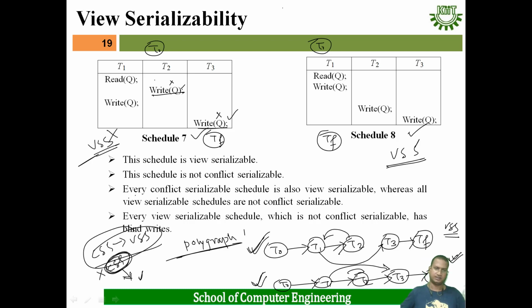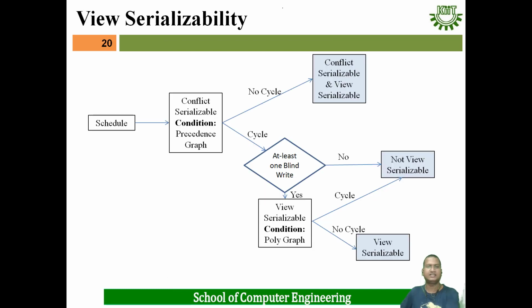Okay. But if a schedule is a conflict serializable schedule, then automatically it is a view serializable schedule. Okay, whenever a schedule is conflict serializable, it is a view serializable schedule. Suppose one schedule is not a conflict serializable schedule, and no blind write is present, then directly you can say it is not a view serializable schedule. And this thing can be summarized in this way.